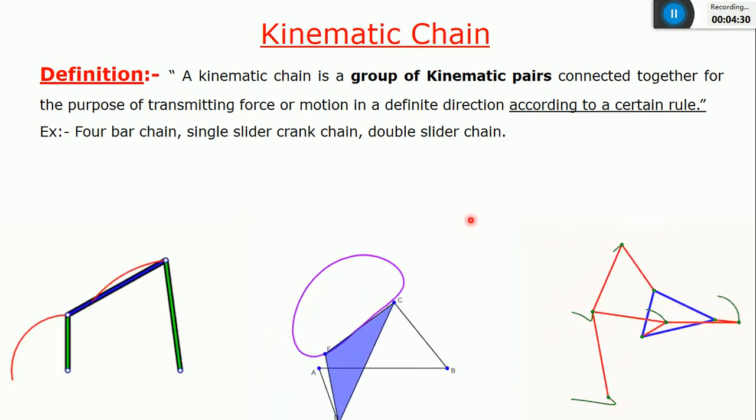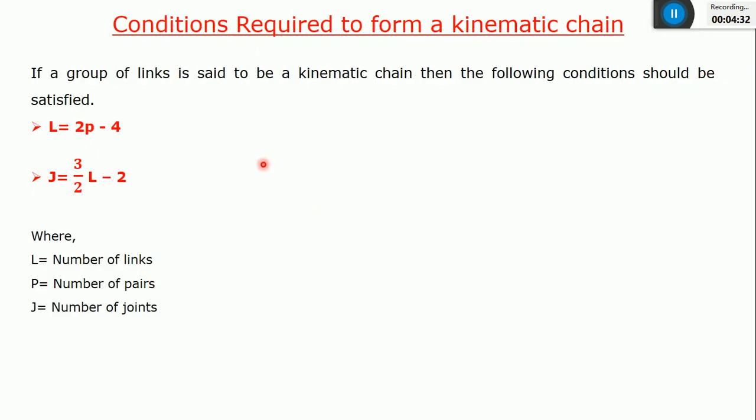This was clear in the previous class, and these two conditions have to be satisfied so that I can call a group of kinematic links or kinematic pairs a kinematic chain. The first condition is L equals 2p minus 4, and J equals 3 by 2 L minus 2, where L is the number of kinematic links, P is the number of kinematic pairs, meaning groups of two links, and finally J is the number of joints.